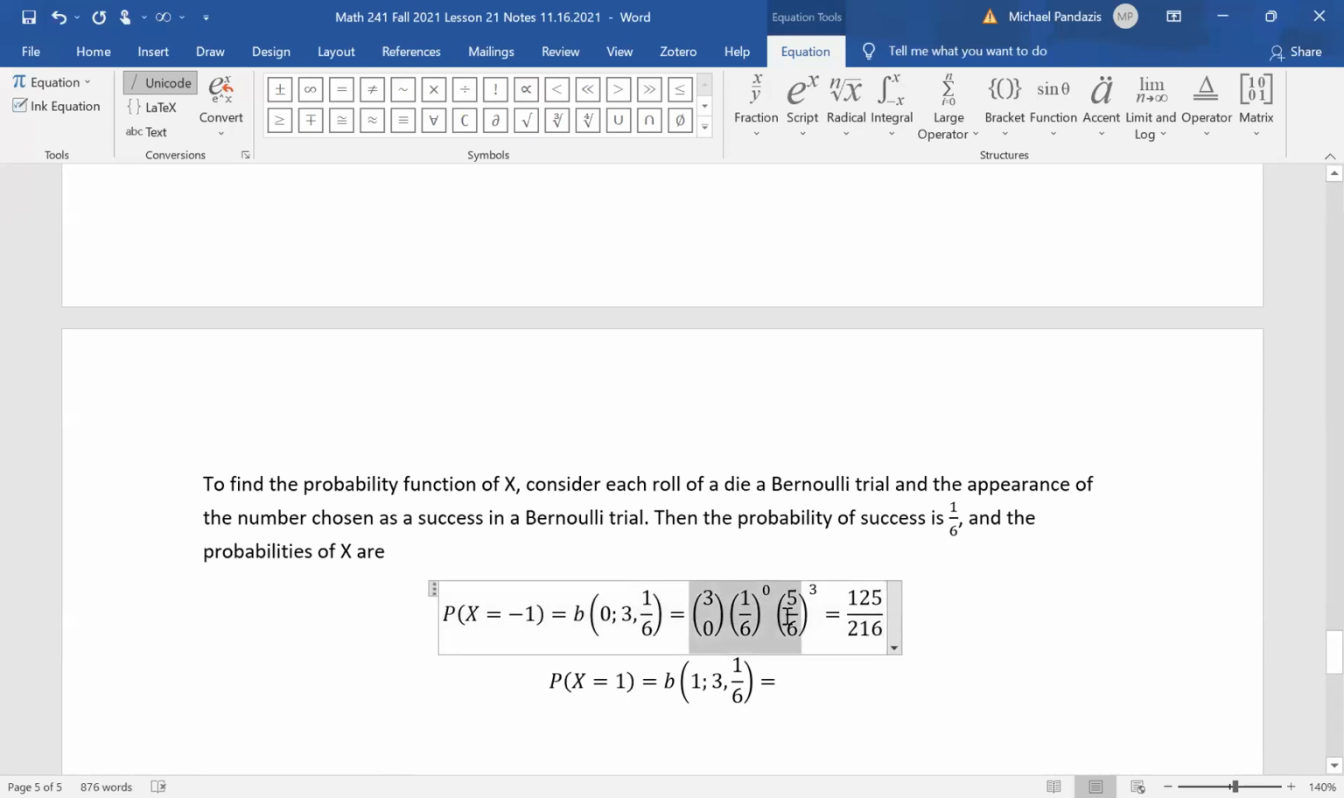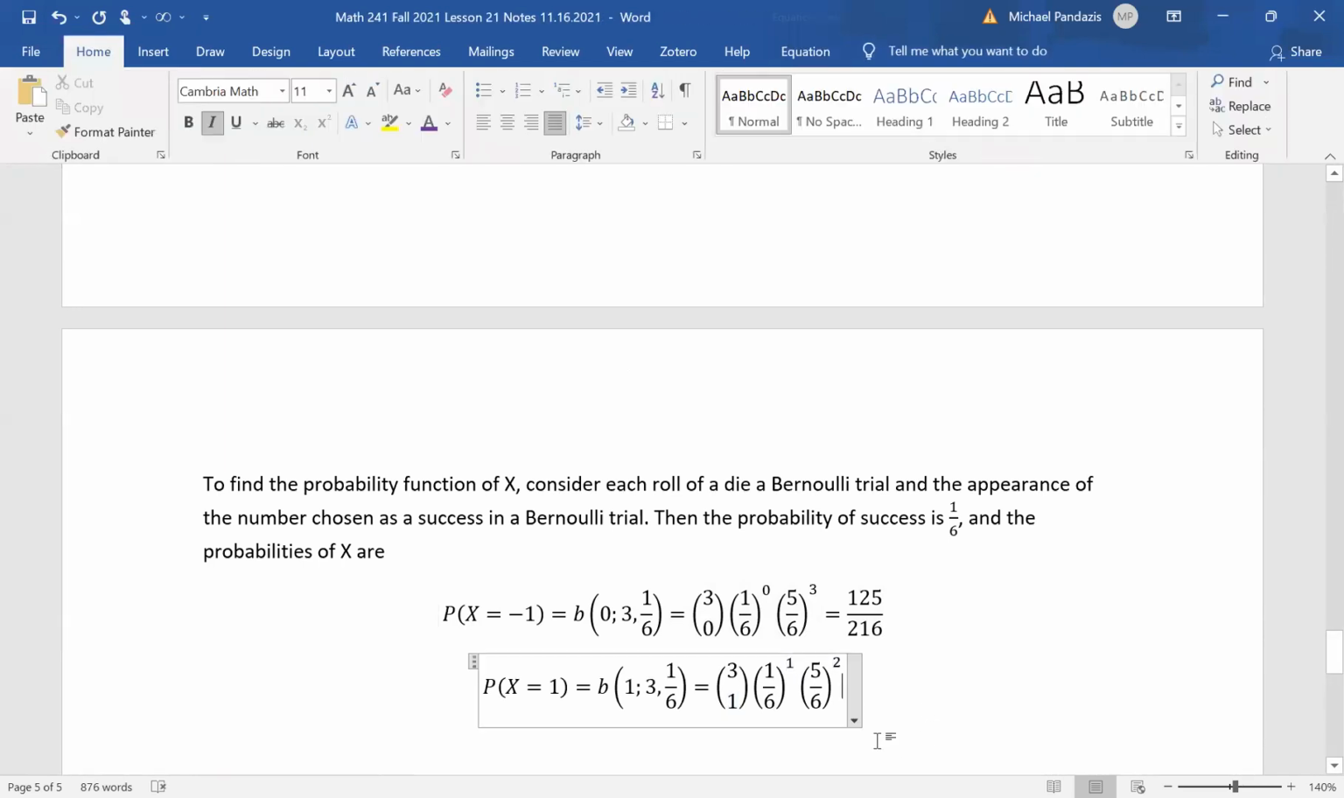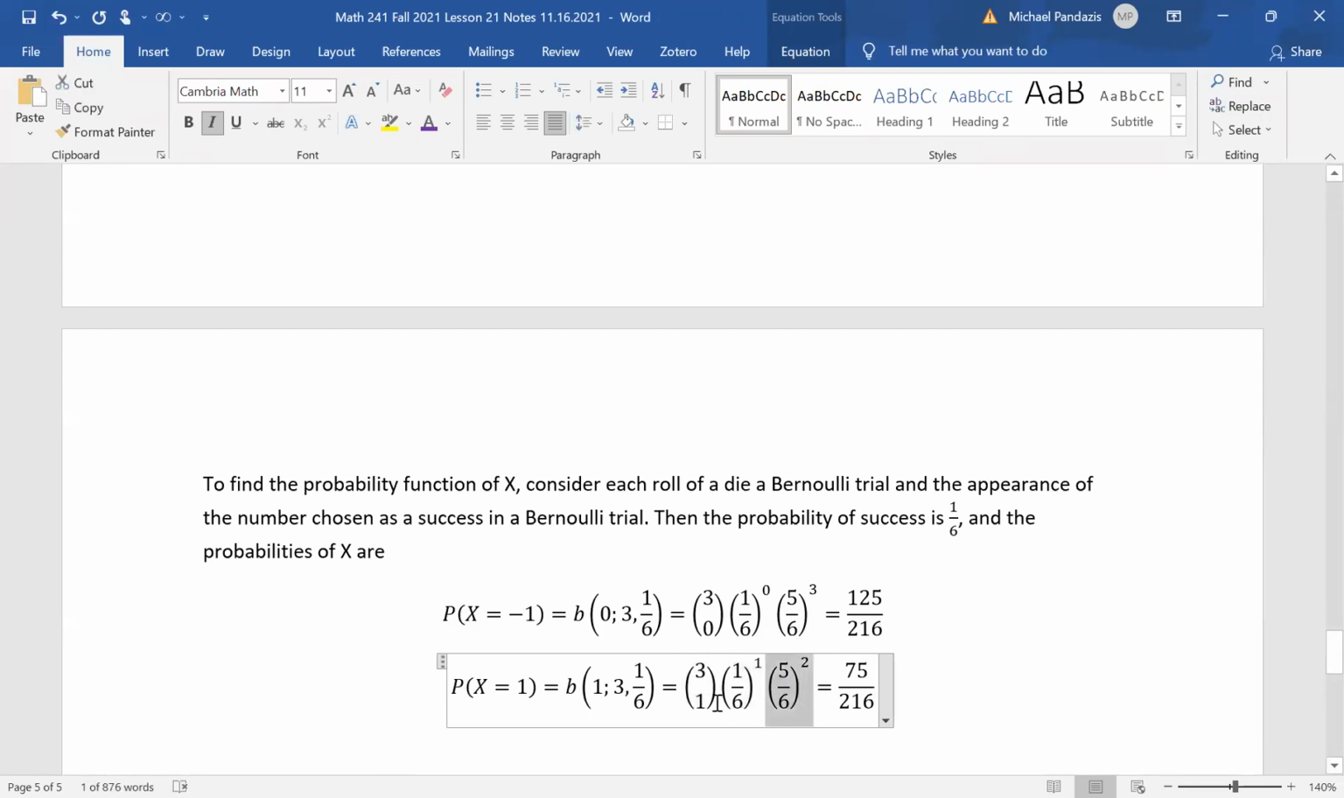And so it's this thing, except with the numbers changed. It's just 3 choose 1 times 1/6 to the first power times 5/6 squared. So that's the value of that function. And when you calculate that, you get 75 over 216. Okay, it's 3 times 1/6 times 5/6 squared. That's 3 times 1/6, which is 3/6. That's 1/2. It's 1/2 times 5/6 squared.